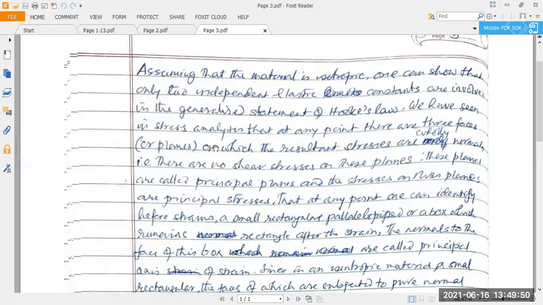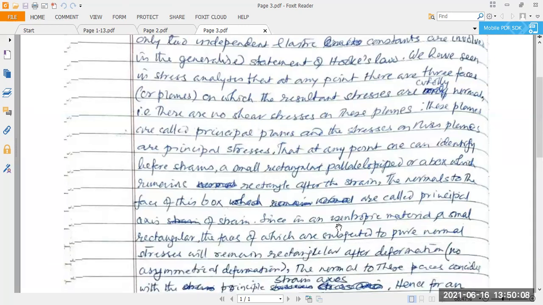The normals to the faces of this box are called the principal axes of strain. So we can choose three normals to the faces of this box. They are defined as the principal axes of strain itself. Now, for an isotropic material, a small rectangle, the faces of which are subject to pure normal stresses, will remain a rectangle after the deformation.